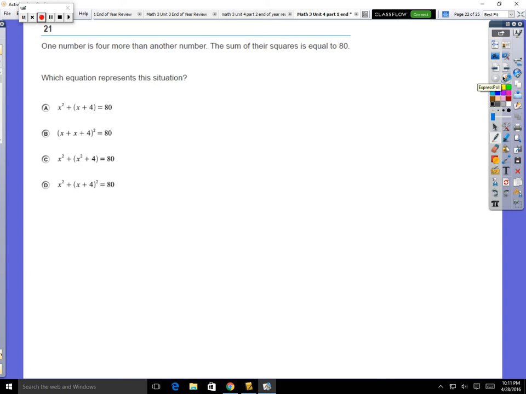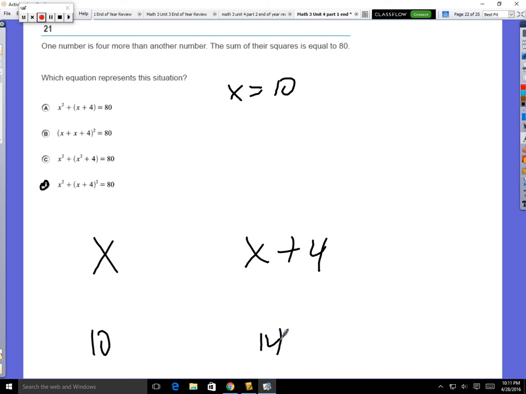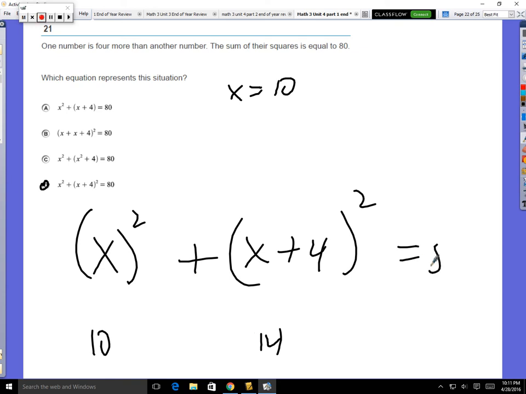21. One number is 4 more than the other number. The sum of their squares is equal to 80. So, you look at them and we like D. So this is some number, and this is 4 more than that number. So if you let x be 10, this would be 10, this would be 14, and this is 4 more than that. So square them, and then the sum of their squares is equal to 80.